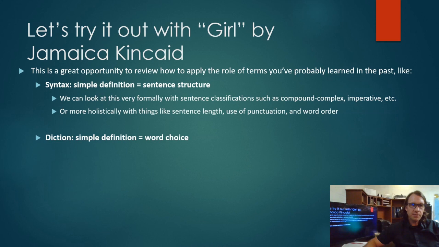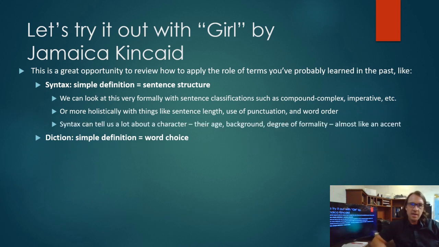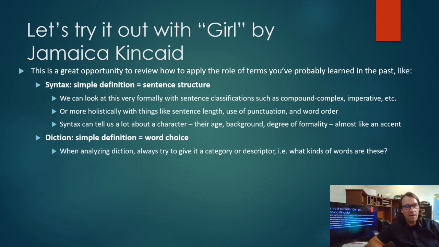We can also look at it much more holistically with things like the length of the sentence, the use of punctuation, the word order, and things like this. Syntax can tell us a lot about a character, their age, background, degree of formality, almost like an accent. And the other part of that accent would be diction, their word choice. And so when analyzing diction, you always try to give it a category or a descriptor, i.e. what kinds of words are being used here.